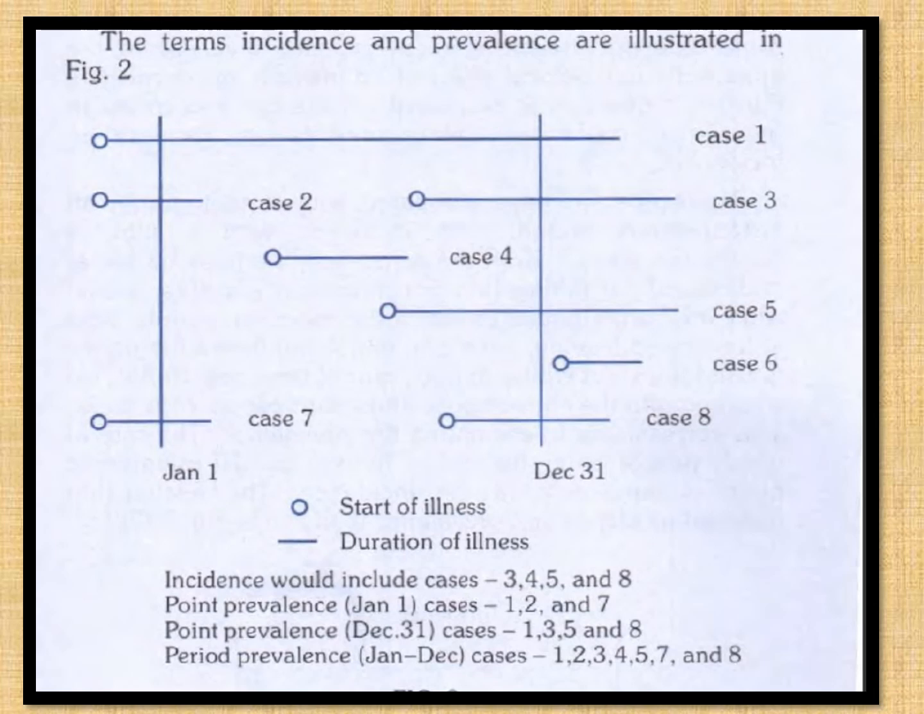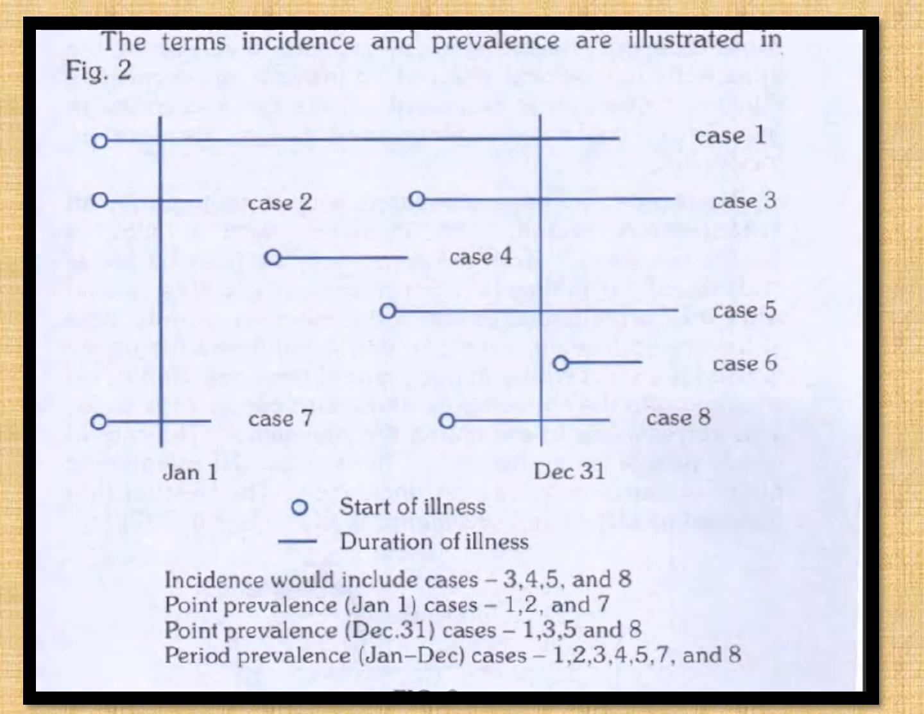So what is the prevalence at January 1? The prevalent cases on January 1 are cases number 1, 2 and 7. So what are the prevalent cases on December 31? These are cases number 1, 3, 5 and 8. All these are point prevalence cases.